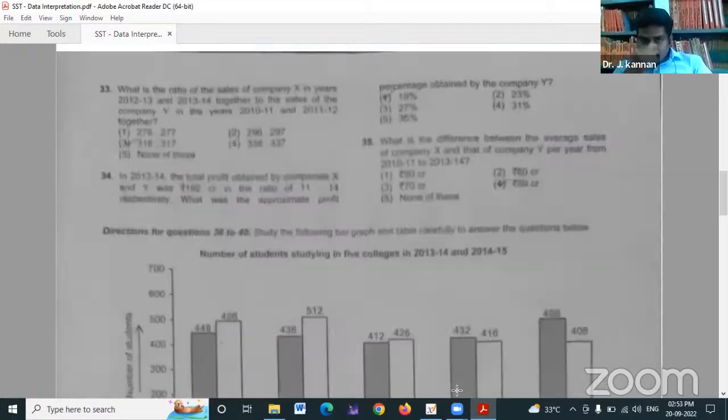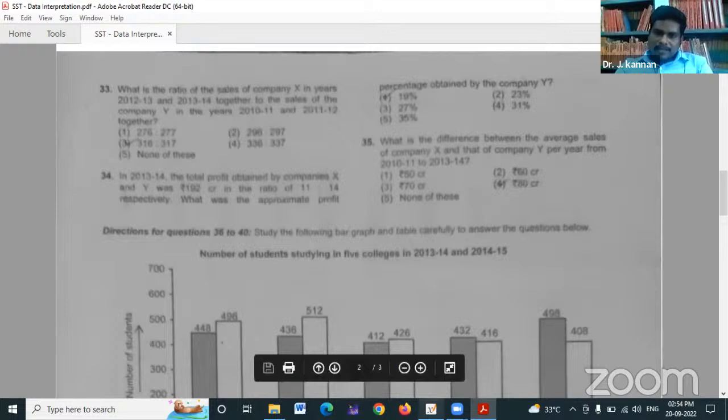What is the ratio of the sales of company X in the year 12 to 13 and 13 to 14 together to the sales of company Y in the year 10 to 11 and 11 to 12? So we need two data, company X and company Y. In company X, the years 12 to 13 and 13 to 14. Also company Y 10 to 11 and 11 to 12. So first of all, we consider company X.